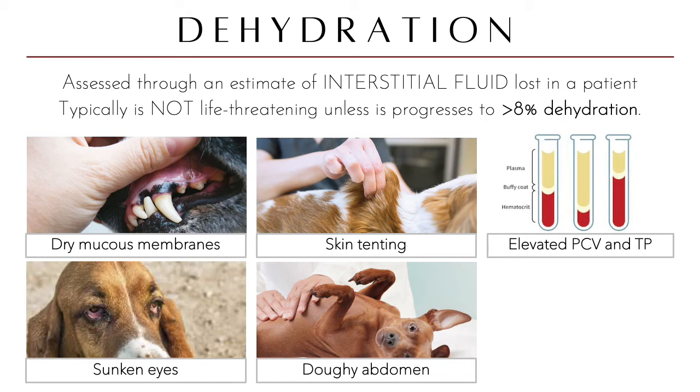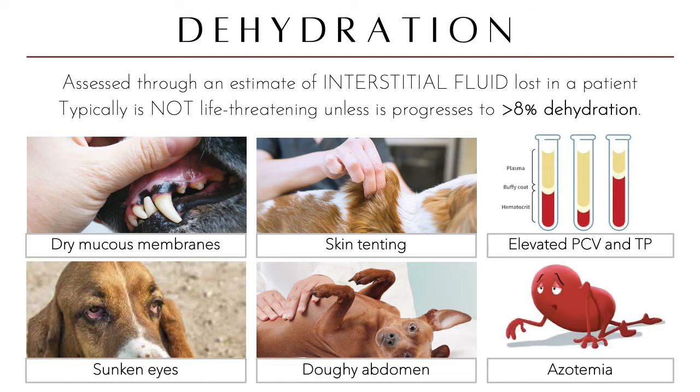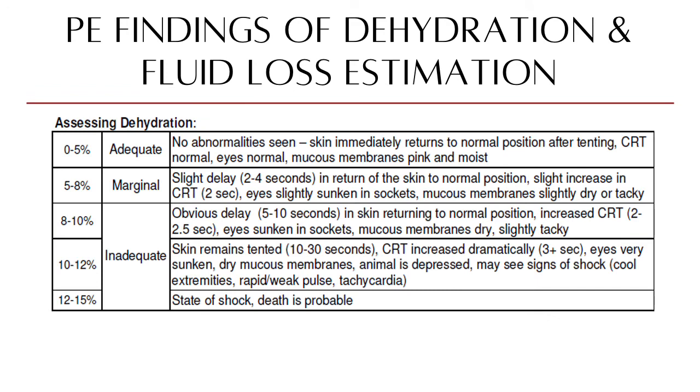Because in a normal abdomen, you would be able to feel some of the organs. You would be able to feel the intestines. It shouldn't be like one big ball, right? Azotemia also, of course, is expected for dehydration because your kidney is overworked, right? There are a lot of physical exam findings of dehydration, and it would all depend entirely on the veterinarian you talk to. A lot of veterinarians would have their own system of dehydration.